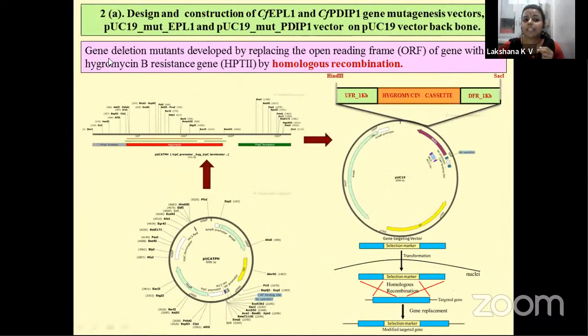Then, gene deletion mutants were planned to be developed by replacing the ORF of the gene with the hygromycin resistance gene by homologous recombination.